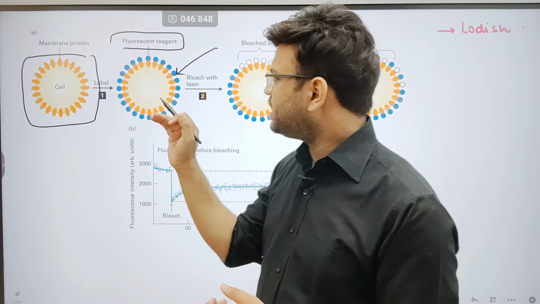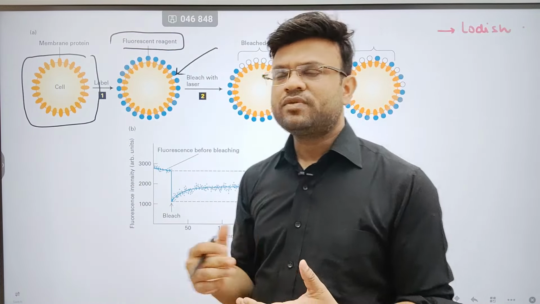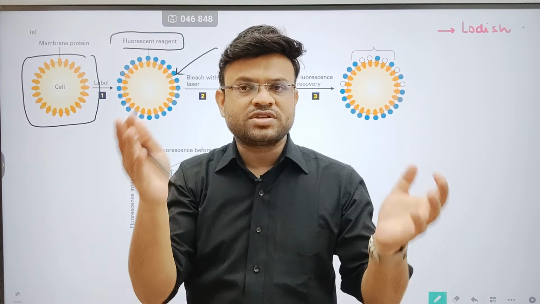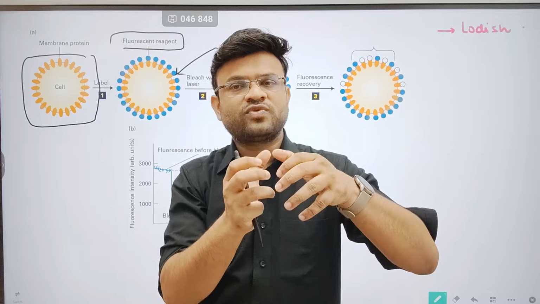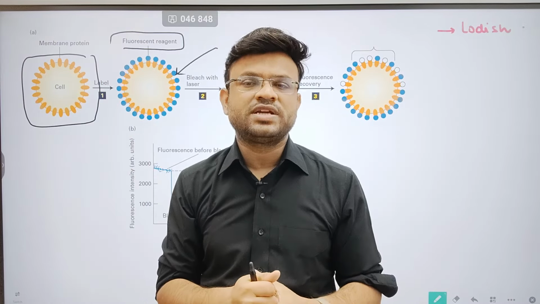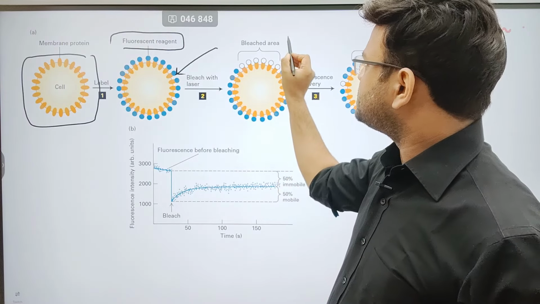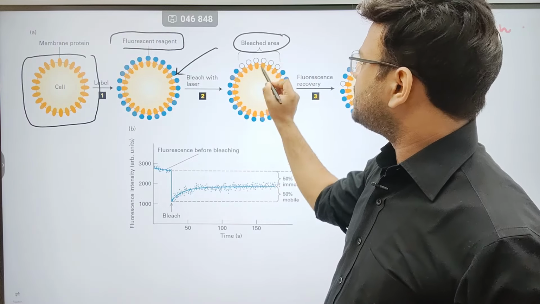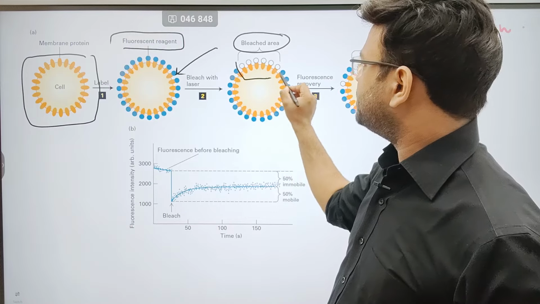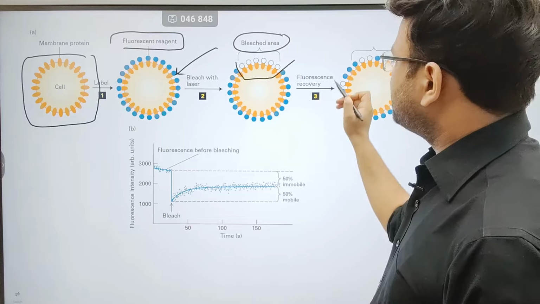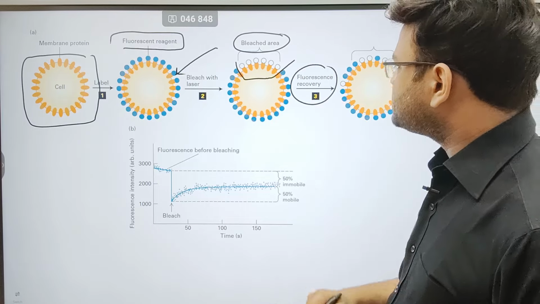with the help of a laser light. What will happen when you use the laser and the laser hits the phospholipids that are fluorescently labeled? These phospholipids will lose their fluorescent labeling. Just over here you can see that this is the bleached area, and in the bleached area you can see that there is no fluorescent labeling, right?